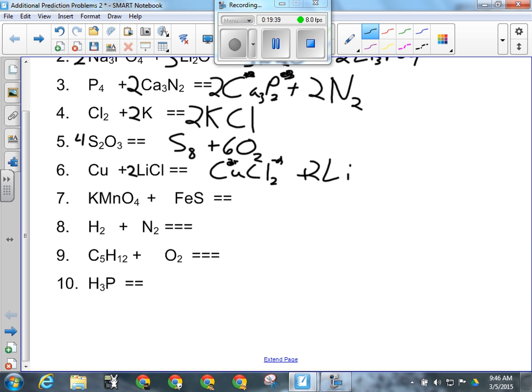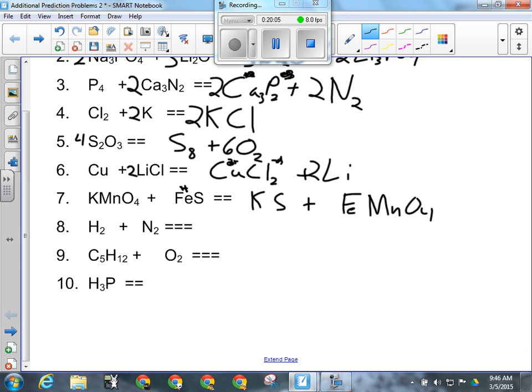For number 7, we've got potassium permanganate, the little purple crystals that make your skin turn brown, reacting with iron sulfide, iron 2 sulfide, because we might need that later. Double replacement reaction, metals have to swap. So potassium's new partner is sulfur. Iron's new partner is permanganate.